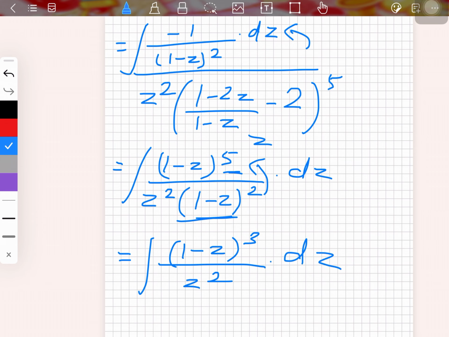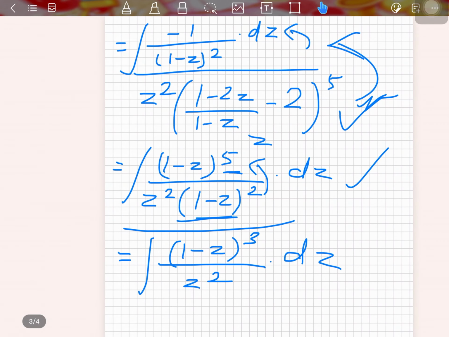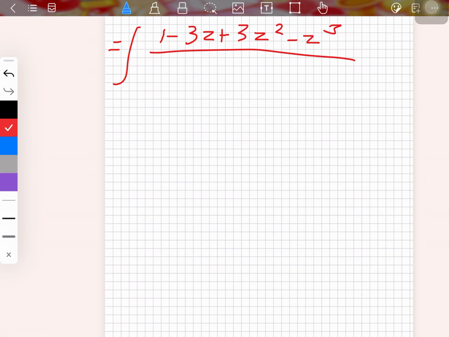So in this step all you have to do is take LCM and you will get this step, and then you will move whatever is over here upwards and you get this one. It's not very difficult. Let's move to this page. And if you are to open this thing in the form of (a minus b) whole cube, then what you will find is 1 minus 3z plus 3z square minus z cube. All I've done here is open it using the formula, over z square, of course, dz.